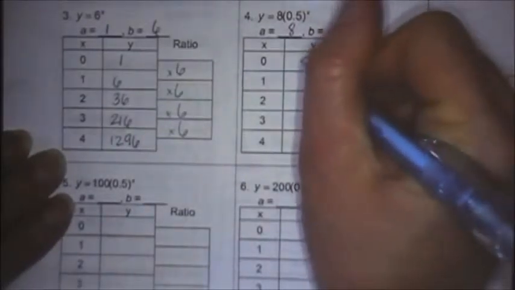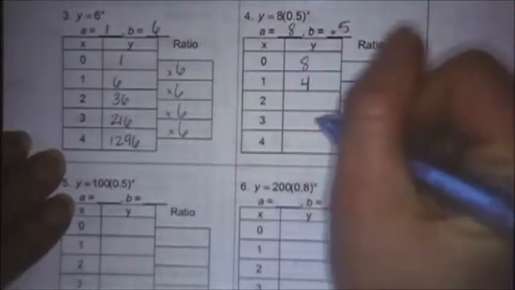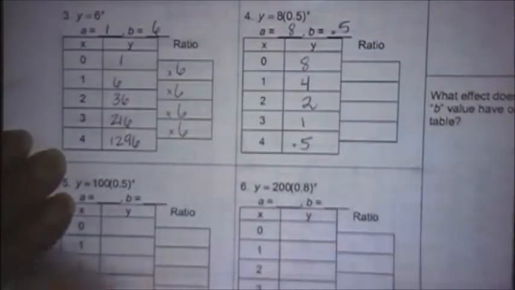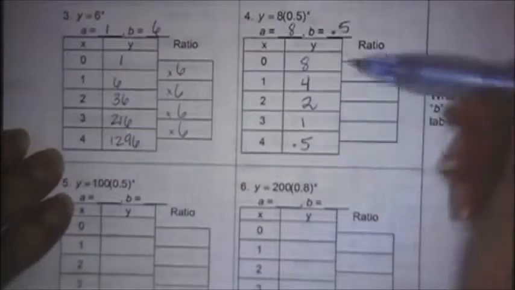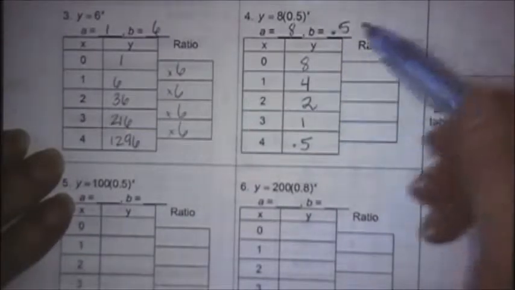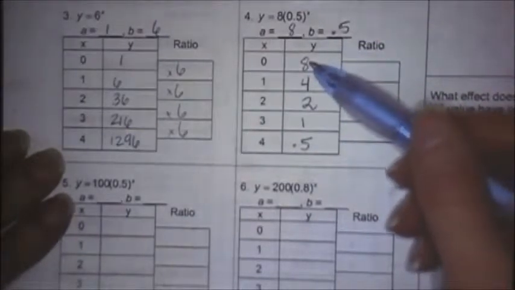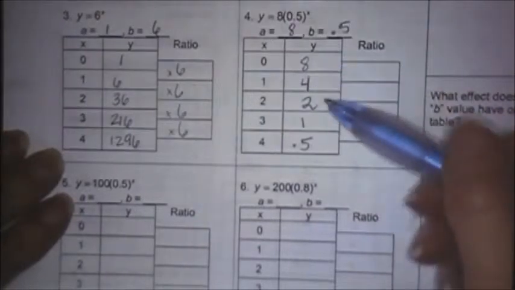Problem 4. My a value is 8, my b value is 0.5. Plug that in your calculator. Now this one looks different. This is the first one we've had where the y values are getting smaller each time. It's descending. And immediately my head thinks, oh, well here, 8 to 4, 4 to 2, looks like I'm dividing by 2.